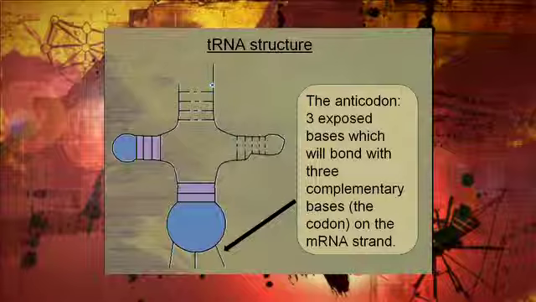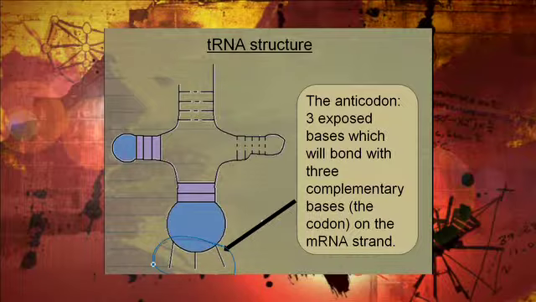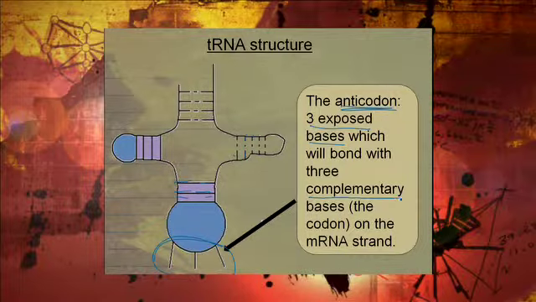And also, very, very important is here at the base of the molecule, we have 3 exposed bases. All of the other bases are linked together to bring about the stability to the molecule. But right at the end of the molecule, sticking out almost like a fork, you have 3 exposed bases. And these are called the anticodon. And they are going to make complementary base pairing with the codon on an mRNA strand.